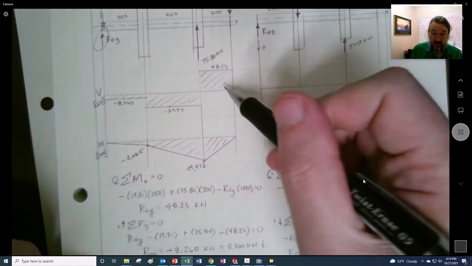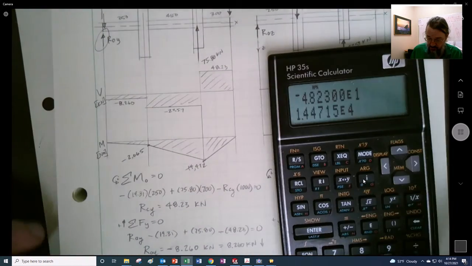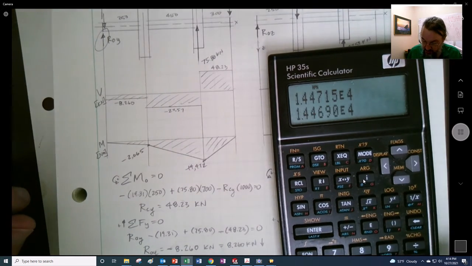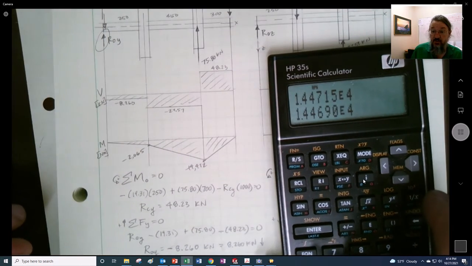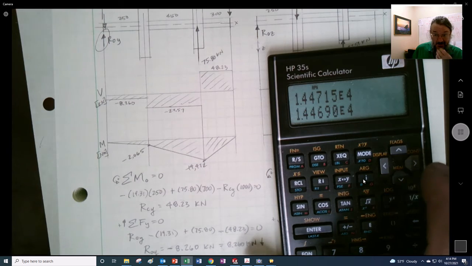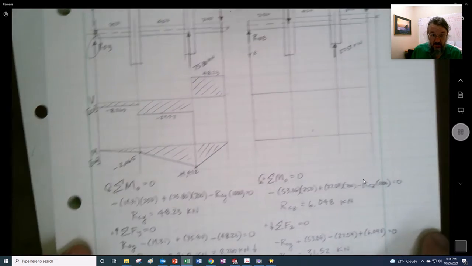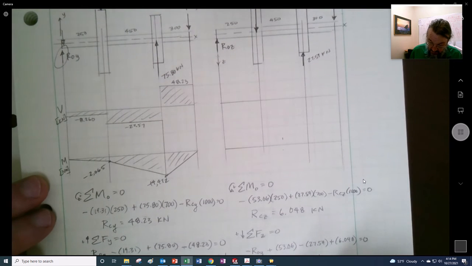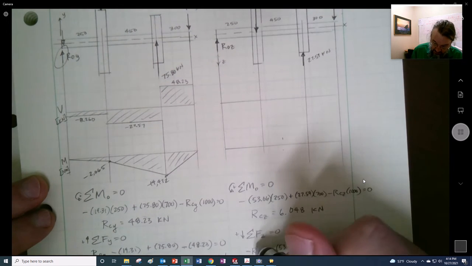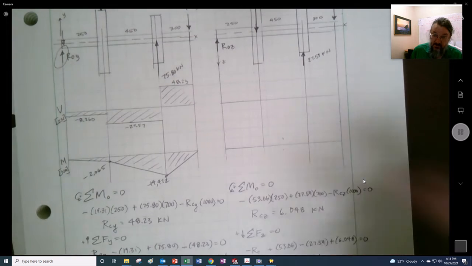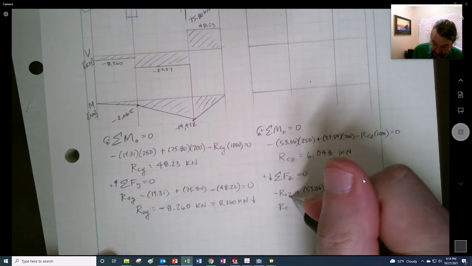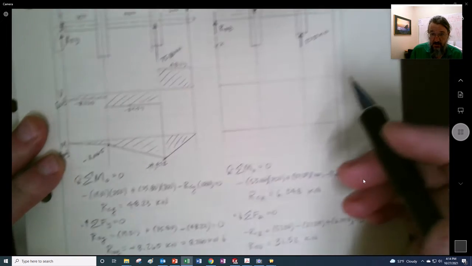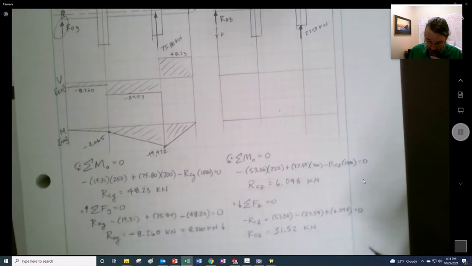And we better hope that that 48.23 multiplied by 300 gets the same thing. Yeah, we're pretty darn close right there. There's some round off errors that are going on. So then we do the other side over here. We see that Raz, I called him the wrong thing down here. Oops, he was supposed to be Raz. I fixed it. He is 31.52.